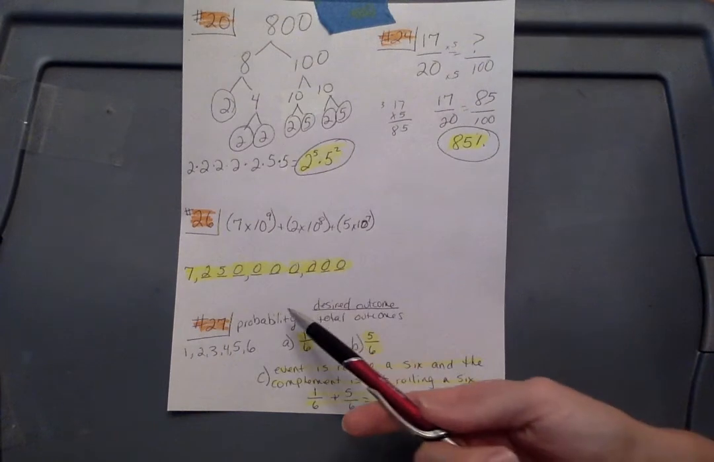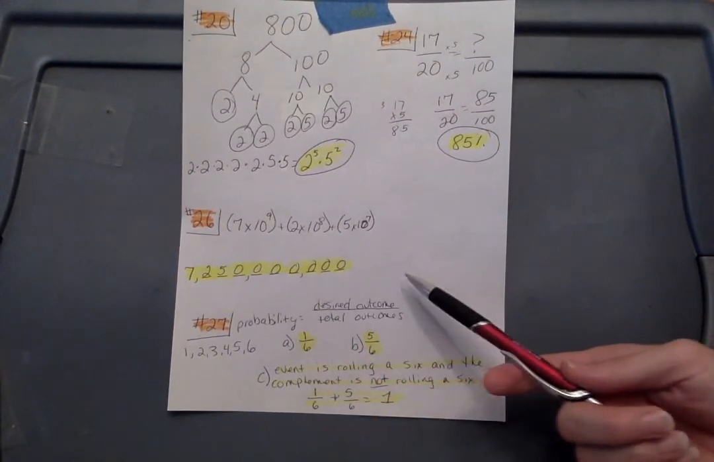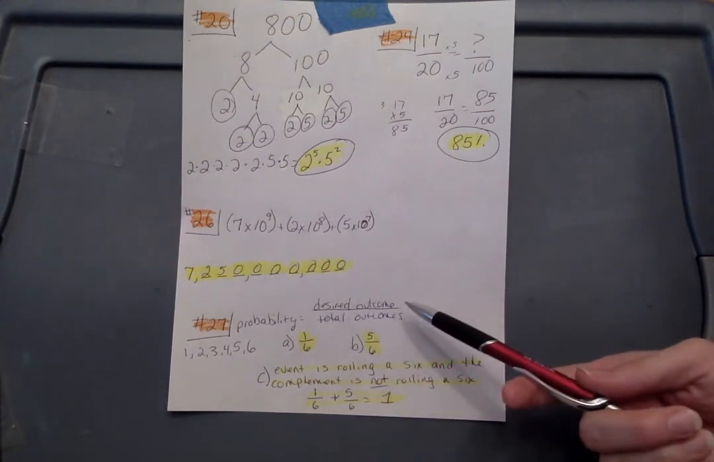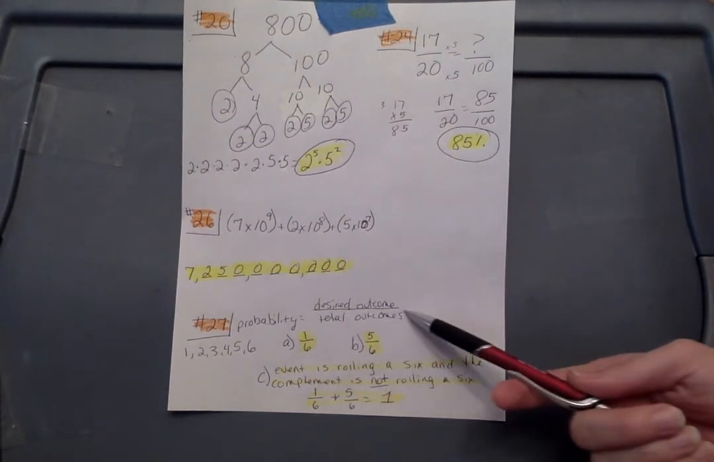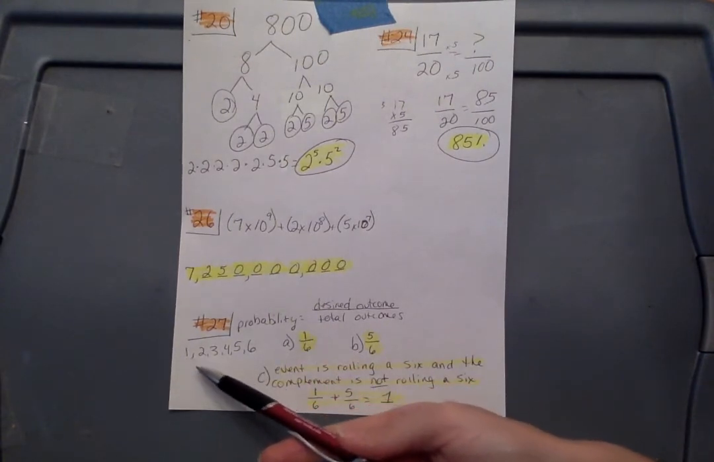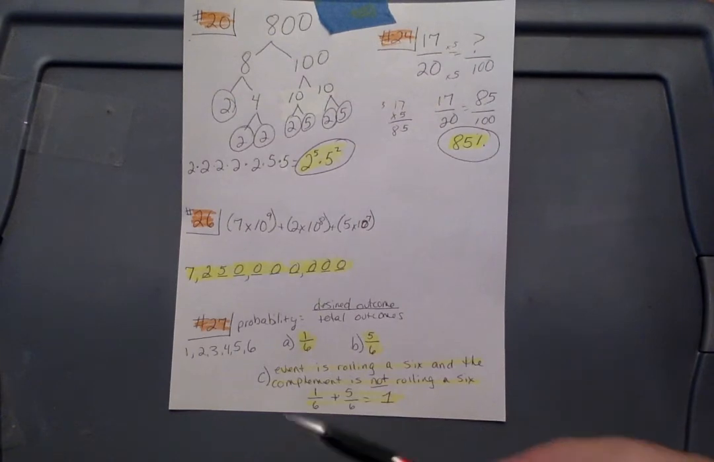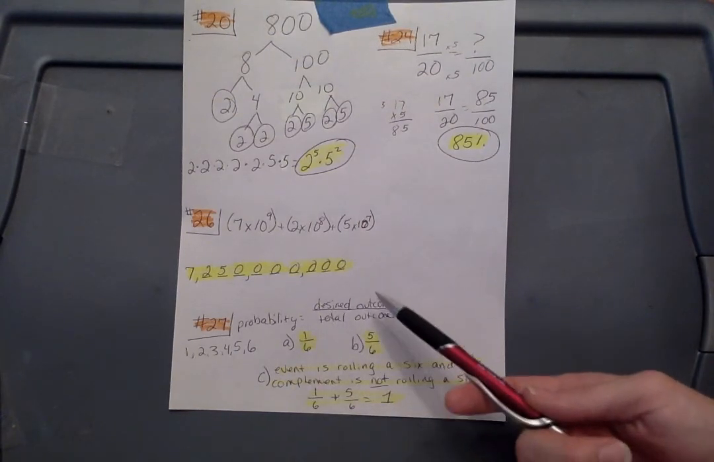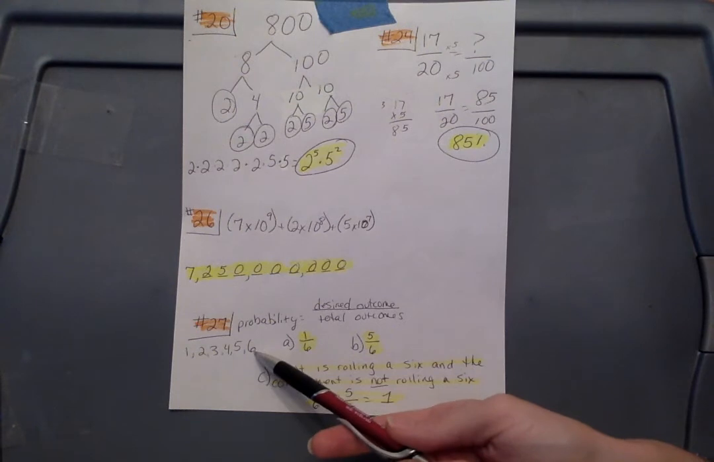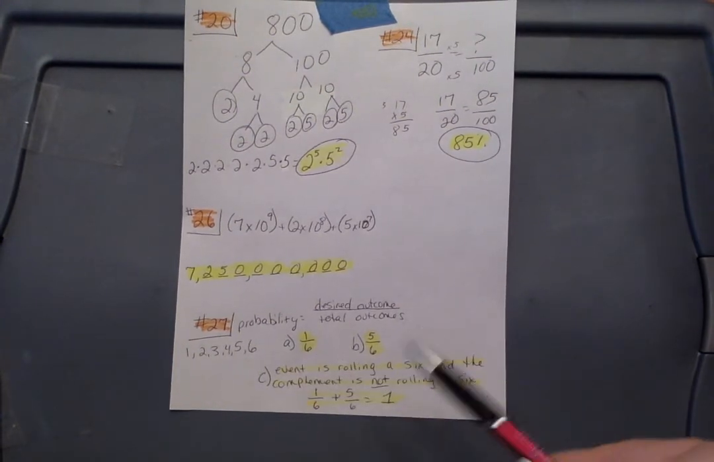Well, I reminded myself that probability is a fraction, and the top number is how many of the desired outcomes we have, and the bottom number is the total outcomes we have. So over here I wrote the total outcomes. I could roll a 1 or a 2 or a 3 or a 4 or a 5 or a 6. So the desired outcome in A is to roll a 6. Well, I only have 1 6 in the list, 1 out of 6 numbers total.